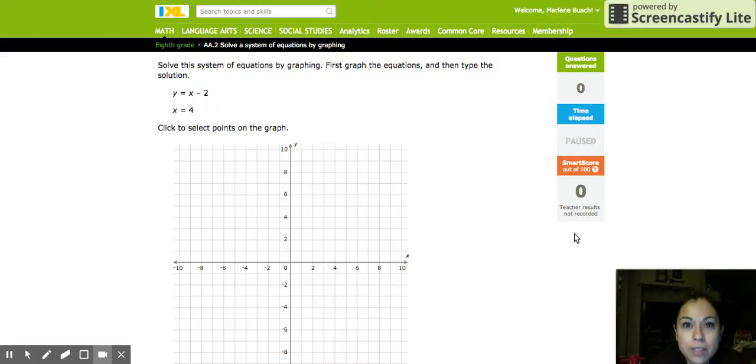So take a moment to read the question. I'll give you about 30 seconds. It says, solve the system of equations by graphing. First, graph the equations, and then type the solution.